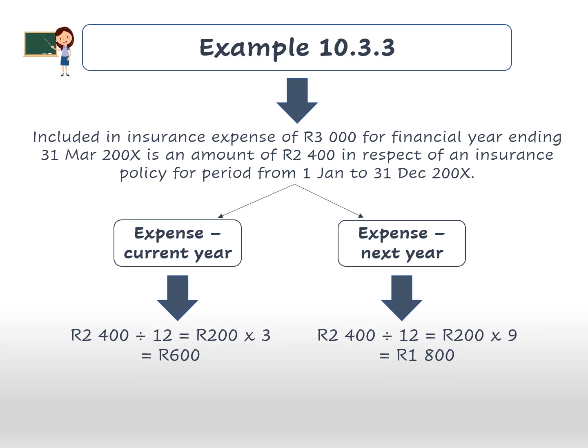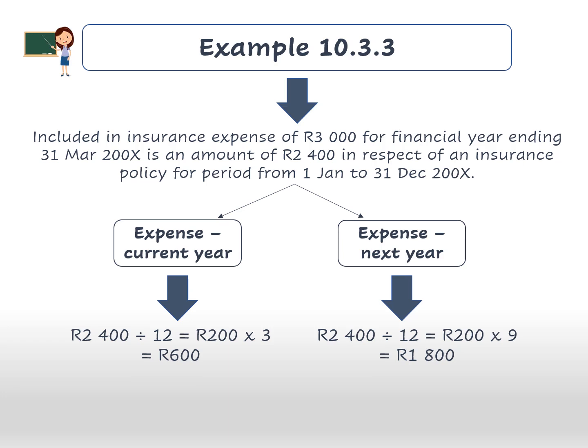Of that, 2,400 Rand needs to be split between the current year and the next year. So of the 2,400 Rand, 1,800 Rand needs to be taken out and transferred to another account where it can be kept for the next financial year. So if you have a look at what the expense is for the current year, we calculated that it is 600 Rand. So of the 2,400 Rand, 600 Rand belongs to the current financial year.